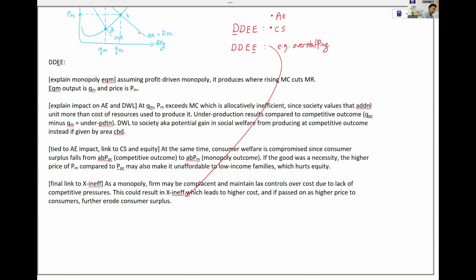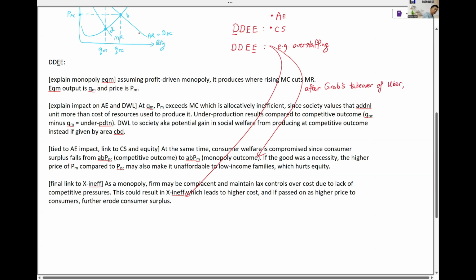And you can even say this. Okay? Like after Grab's takeover of Uber. Okay? Grab bought over Uber. There was higher price. You have fewer ride discounts. Don't know if you all remember those days when there was Uber. Fewer discounts. Yeah. So this is just another piece of evidence where, because of the lowering of the consumer surplus.